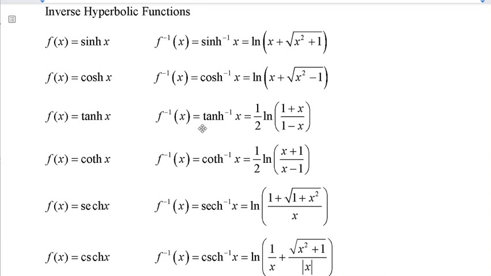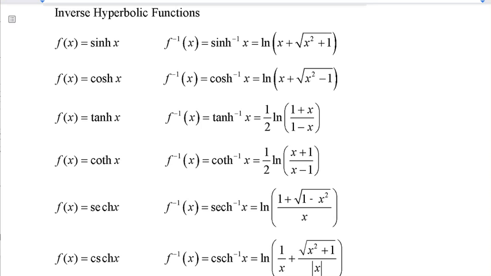And then the inverse hyperbolic tangent is 1/2 natural log of 1 plus x divided by 1 minus x. And the inverse for the hyperbolic cotangent is 1/2 times the natural log of x plus 1 divided by x minus 1. And the inverse for hyperbolic secant is natural log of 1 plus the square root of 1 minus x squared divided by x.